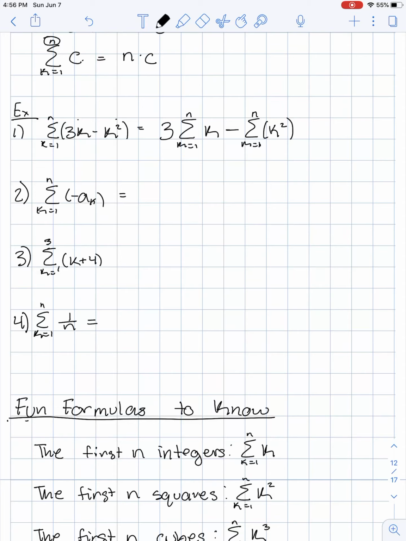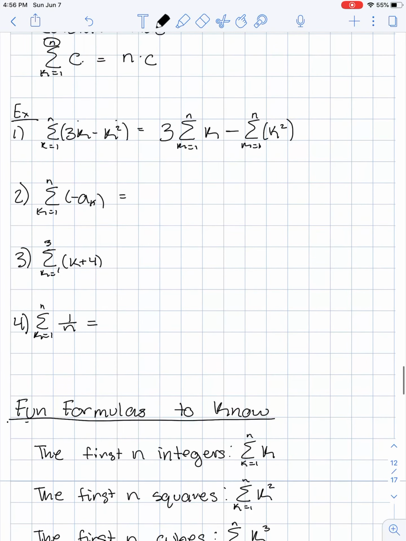So different. All right, so the next one is if I just have a negative a to the k from 1 to n, well, I can pull that negative out like a negative 1 and then use the coefficient rule, and just make the whole summation negative.